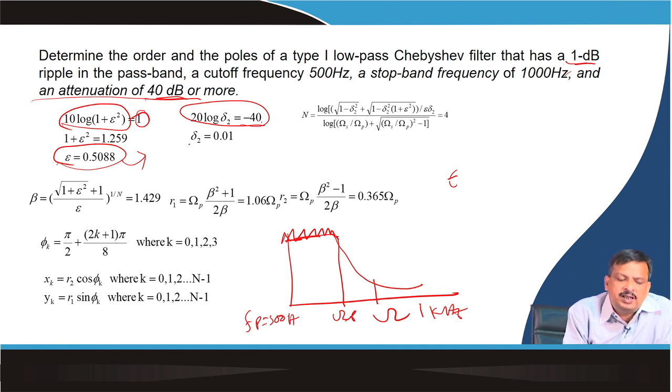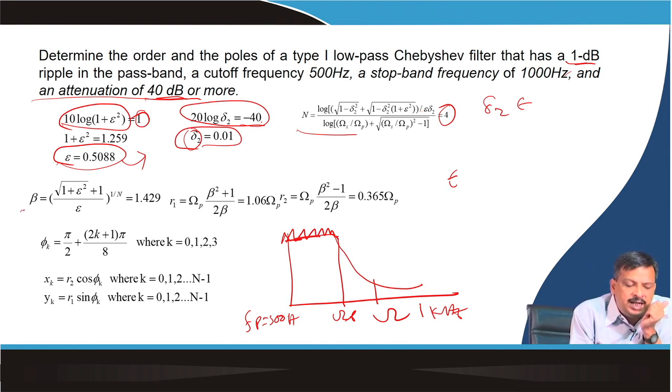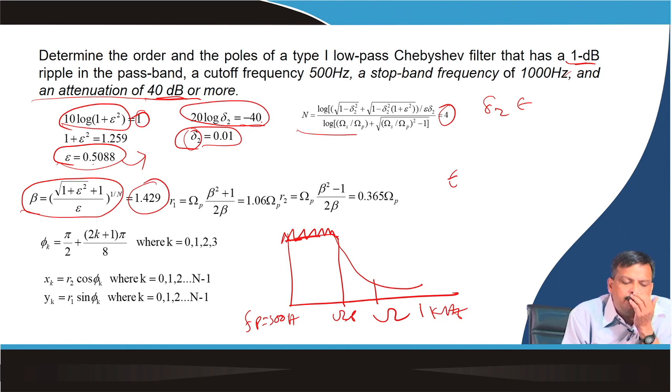So, let us say 40 dB. If it is 40 dB, then delta 2 is equal to 0.1. Okay. So, delta 2 equal to 0.1, and once I put the delta 2 value and epsilon value, I calculate the order, 4. Okay. Now, once I calculate the type 1, beta is equal to this equation. I put the value of epsilon 0.5008 in here, and I find the beta value is 1.429.